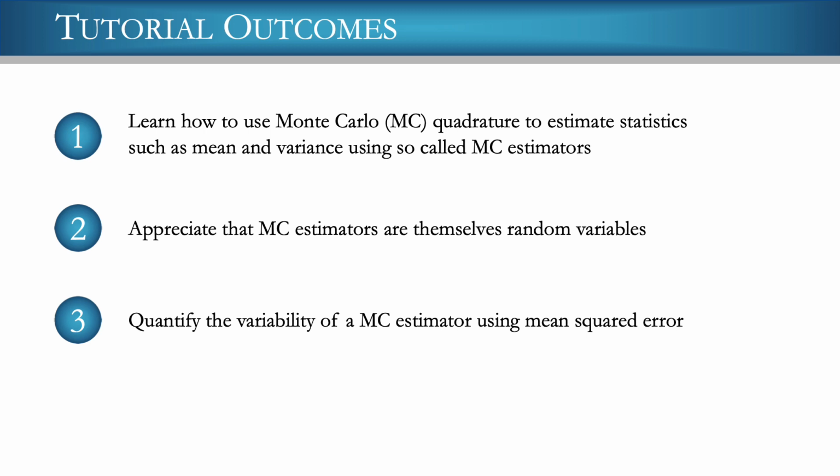In the next few minutes, I'm going to teach you how to use Monte Carlo quadrature to compute statistics that quantify uncertainty in the predictions of a model. Specifically, I will teach you how to use Monte Carlo to estimate statistics of a model, such as its mean and variance. I'll also show you that Monte Carlo estimates of statistics, called Monte Carlo estimators, or MC estimators for short, are random variables. That is, even for the same model, their value changes each time they are constructed. And finally, I'll teach you how to quantify the variability of these Monte Carlo estimators using the mean squared error.